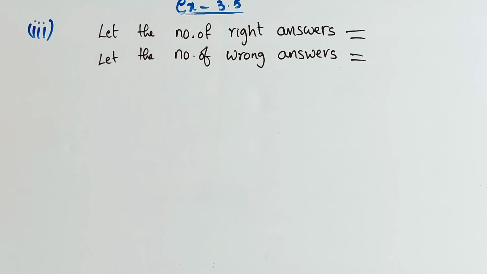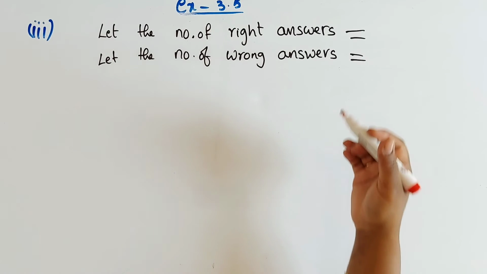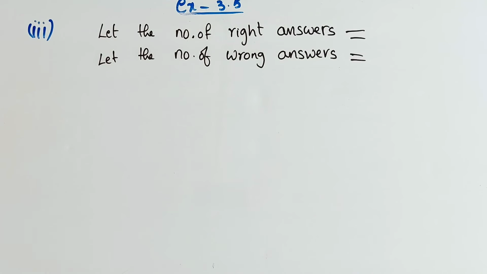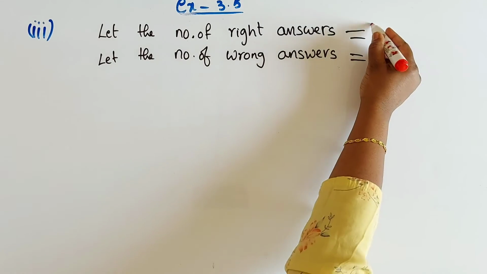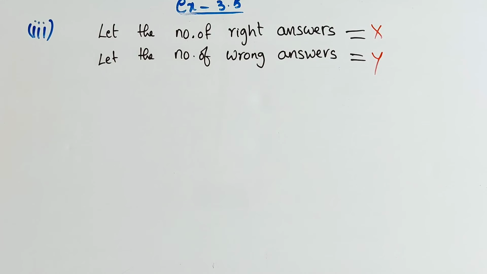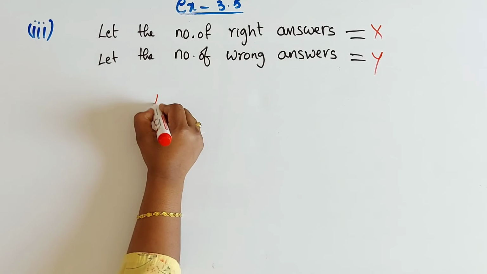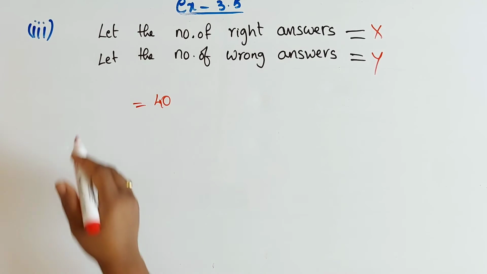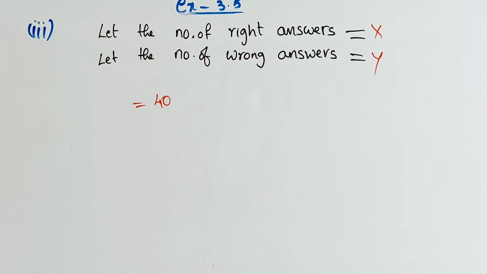Right, children? So totally the test marks is 50. Correct, children? We don't know how many right answers and how many wrong answers there are. So let the number of right answers be x and the number of wrong answers be y, children. So what is the first statement? Yash scored 40 marks. He totally scored 40 marks for getting 3 marks for each right answer.